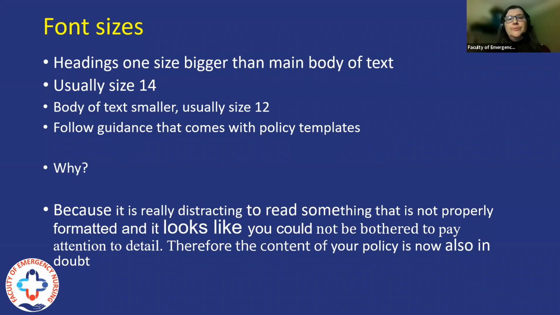you couldn't be bothered. And if you couldn't be bothered to get your formatting right, you couldn't be bothered to get your content right, I don't trust you. So really, really important you get it spot on. And if they say it's got to be 1.5 line spacing, justified, left aligned, whatever, you do it.